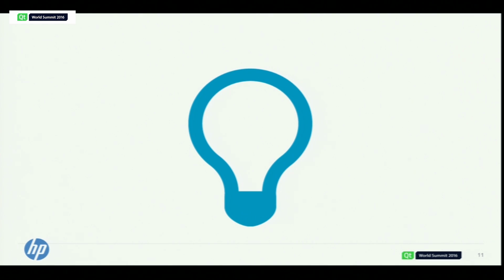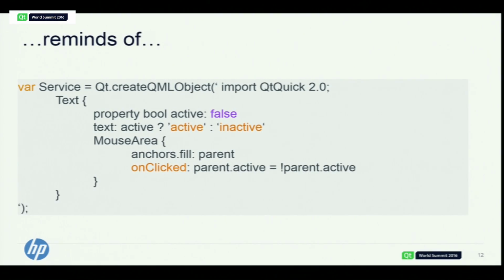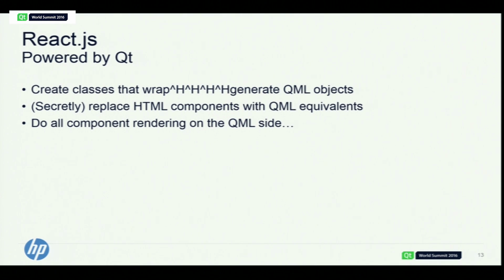We'll do that later. There is this thing I was doing a while back with QML. I can do something very similar: I can create QML objects on the fly. I can define their properties, their children, whatever, on the go. So is there any reason why I couldn't do the same thing, right? So here's React powered by Qt.